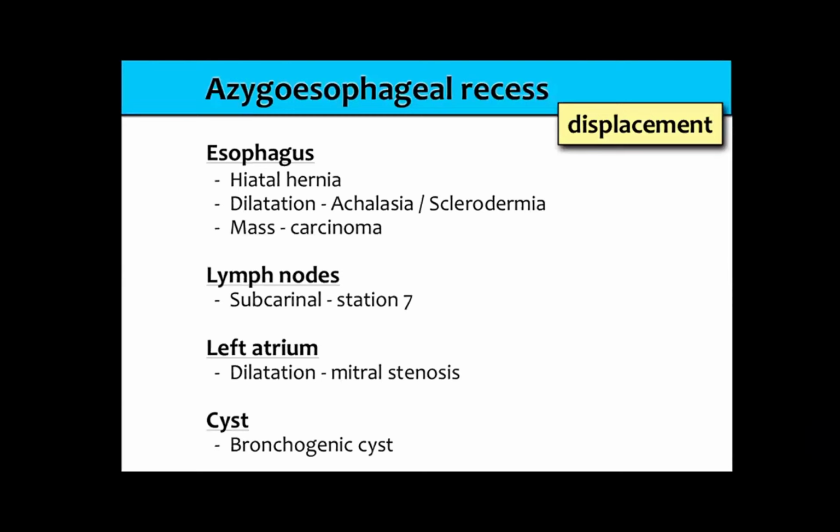What are the other pathologies that can cause displacement and deviation of that line? So think about the esophagus, because the esophagus is lateral to it. And if there is any mass in the esophagus, any hiatal hernia, any dilation of the esophagus because of any inferior obstruction, obstructing mass, or any motility disorders like achalasia or scleroderma, that would give that wide displacement and deviation.